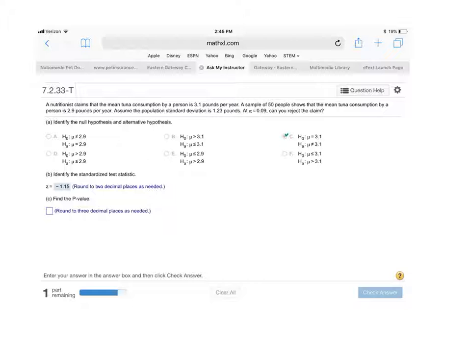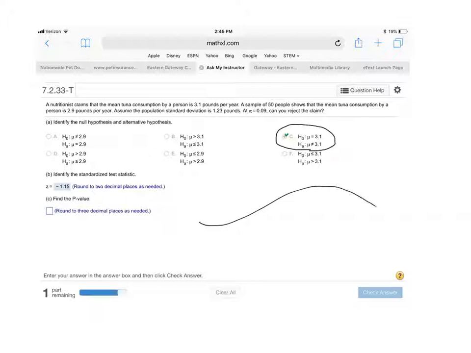So we decided, first and foremost, that we were going to do a two-tailed alternative hypothesis because we didn't believe that it was necessarily going to be a mean bigger than 3.1 or a mean smaller than 3.1, just that we believed that the mean was different from 3.1. And so that makes it a two-tailed alternative.